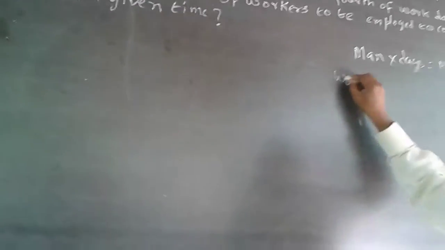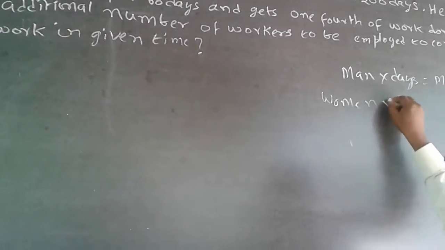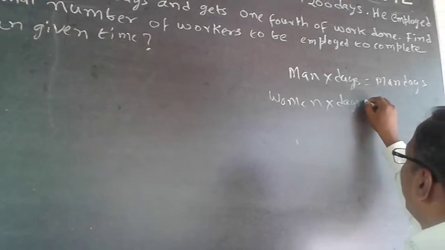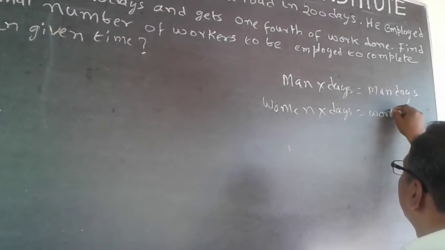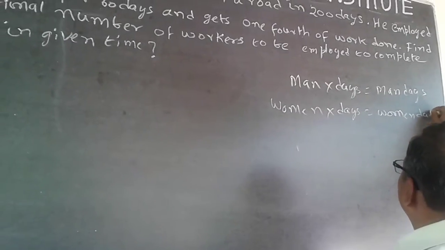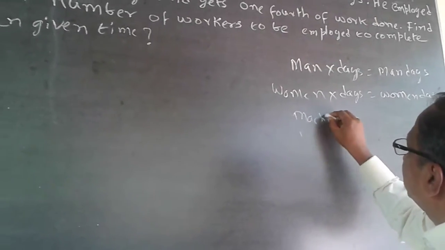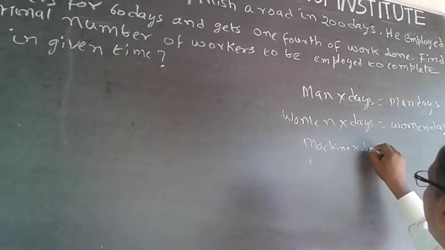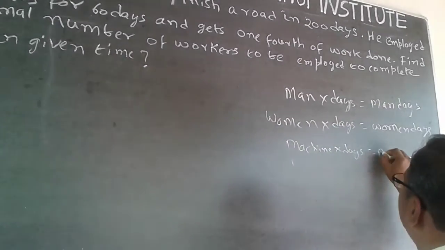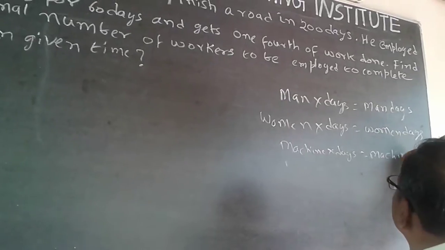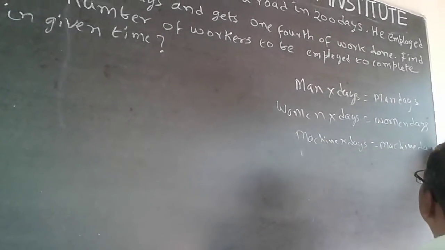Supposing only women are employed, so woman into days will be woman days. Supposing only machines are used, so machine into days will be machine days. These are all units of work.